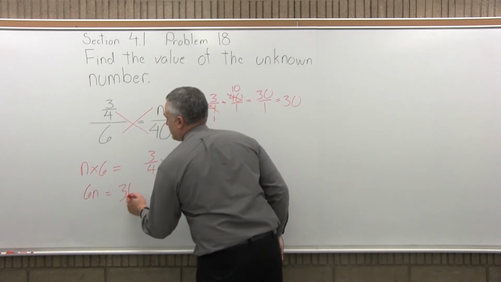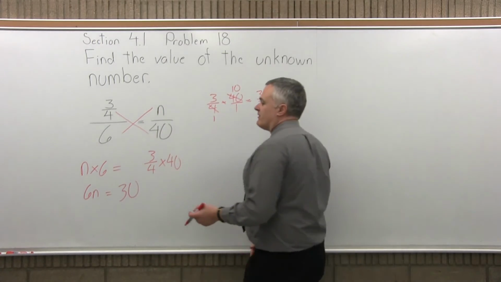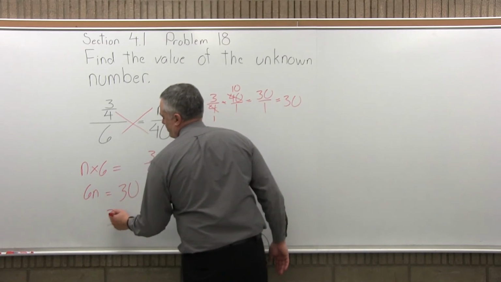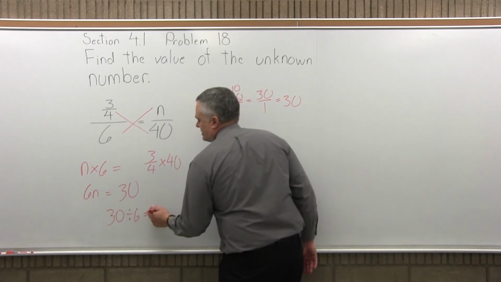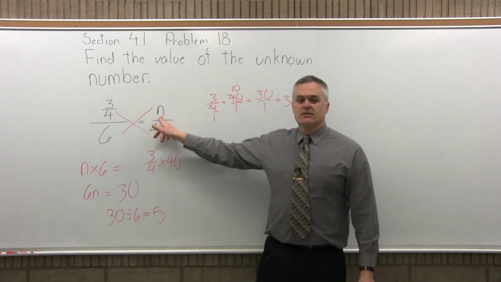So now I have 6n equals 30. To have n equals and not 6n equals, I want to divide by the number times the n. So I will divide 30 divided by 6, which is 5. So the value of my unknown number n is 5.